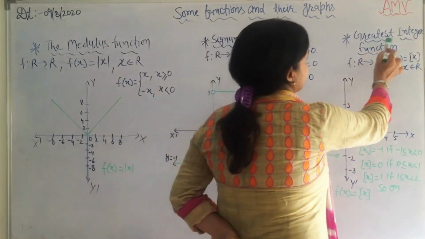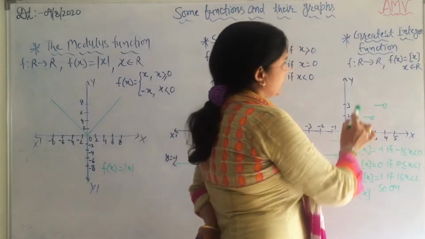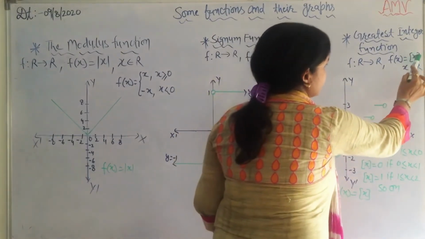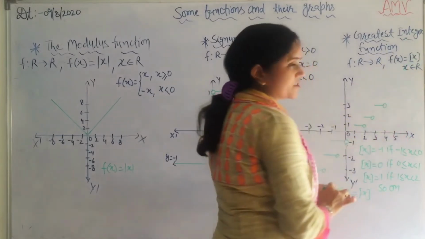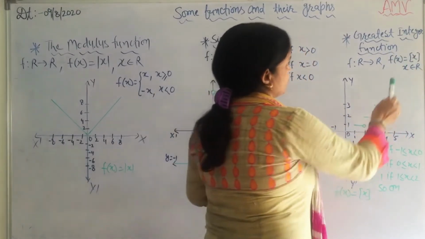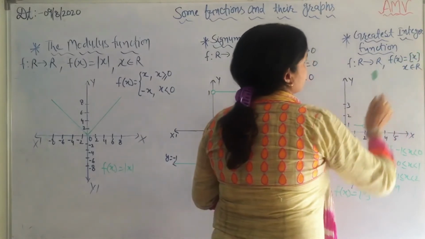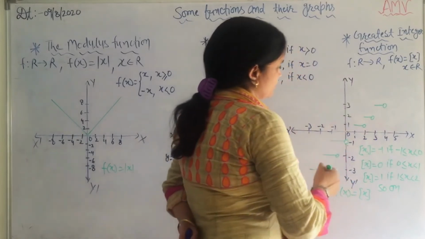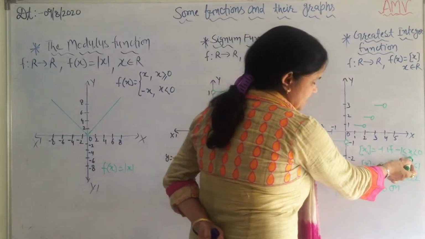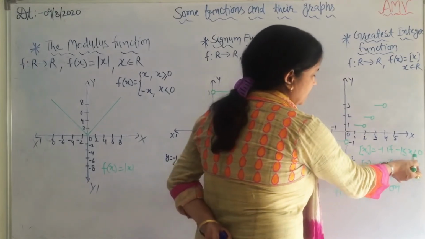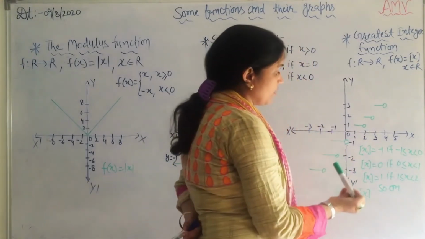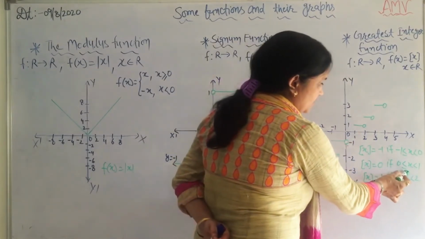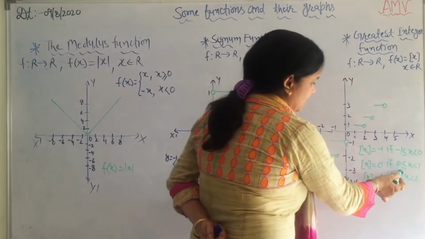Next is the greatest integer function. It is f from R to R. f(x) is the symbol of the greatest integer function, like this bracket. So f(x) is equal to the greatest integer of x, for x belongs to R. Now see, if you take x greater than or equal to minus 1 and less than 0, then the value of f(x) is minus 1. And if x is greater than or equal to 0 and less than 1, then the value is 0.